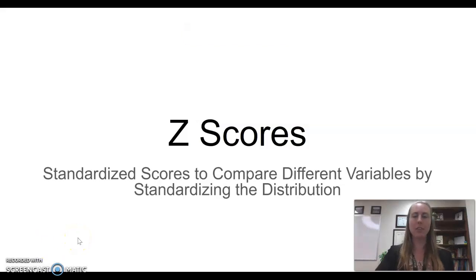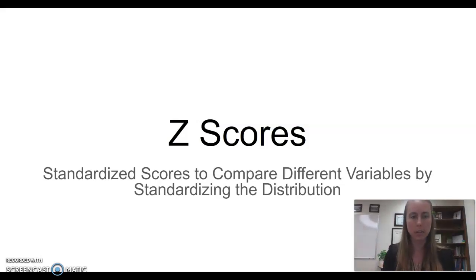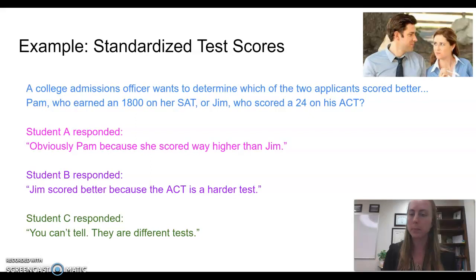All right, today's video is about z-scores. Z-scores are standardized scores to compare different variables by standardizing the distribution. So they help us compare things that are not exactly the same because they're comparing each group to other people in that same group or other items in that same group.